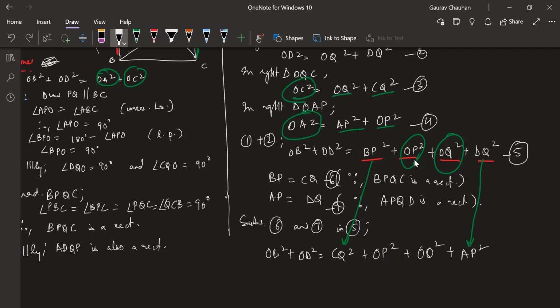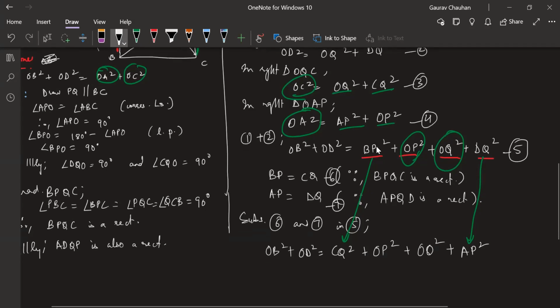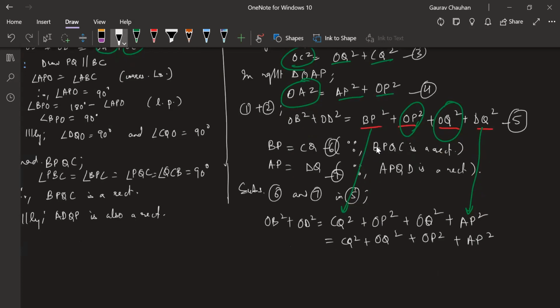Now there's a little bit of rearranging here, but finally I have all these four terms here and all these four terms. CQ square plus OQ square we need, so we'll put them together, and OP square and AP square we'll put together. So we get CQ square plus OQ square plus OP square plus AP square. This is possible because addition is commutative.